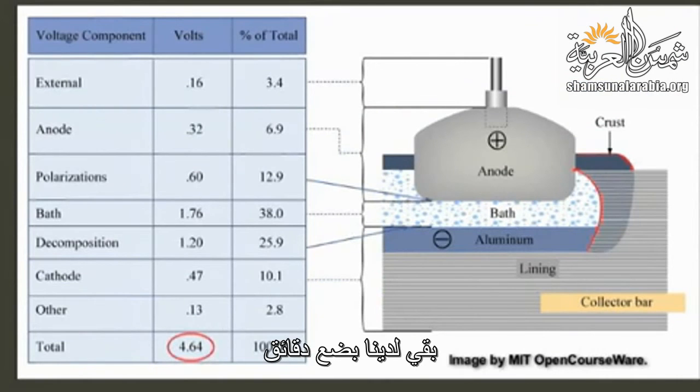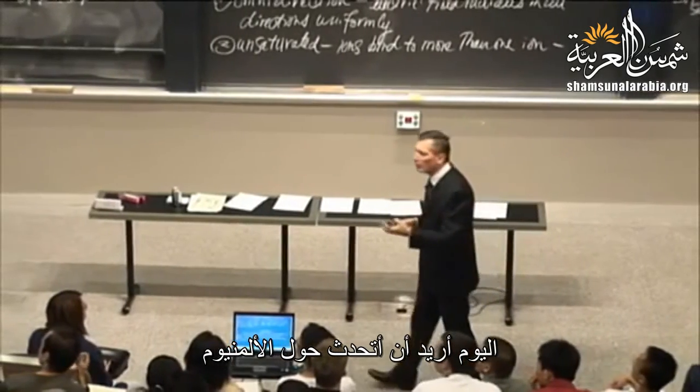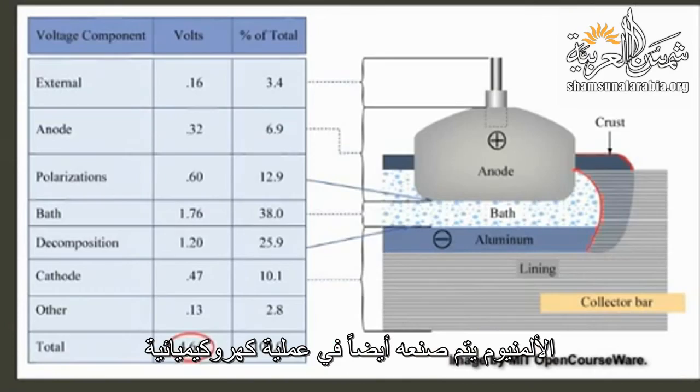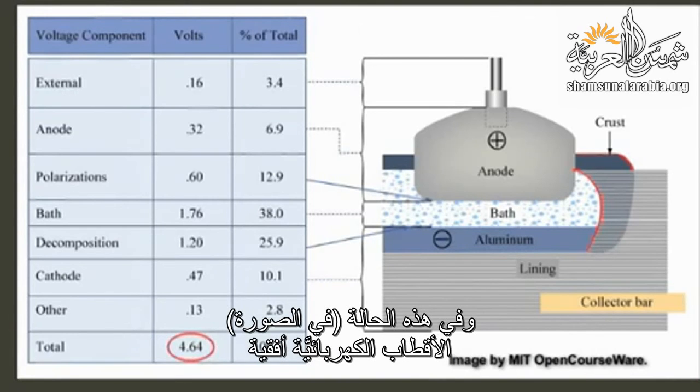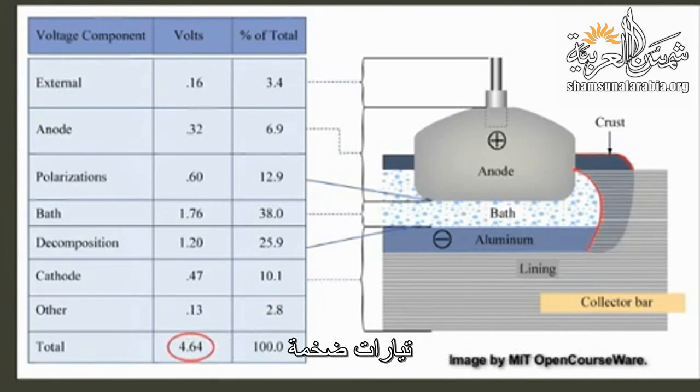All right, so now we've got a few minutes here. What I want to do is, last day I talked about magnesium. Today I want to talk about aluminum. And it is also made in an electrochemical process. Well, in this case, the electrodes are horizontal. We feed aluminum oxide in and we pass current, and huge currents.